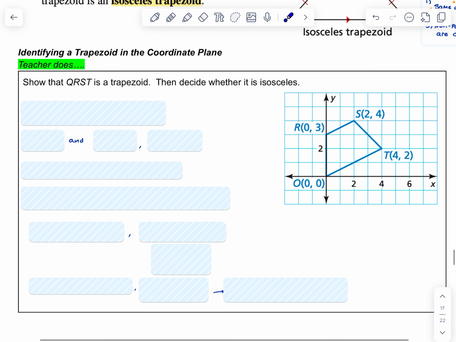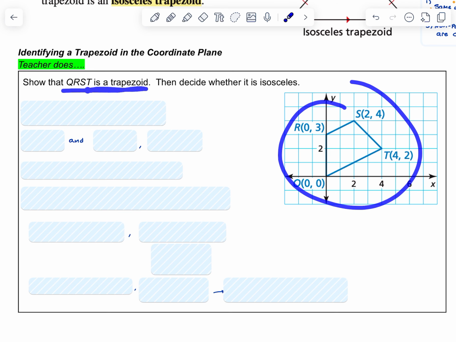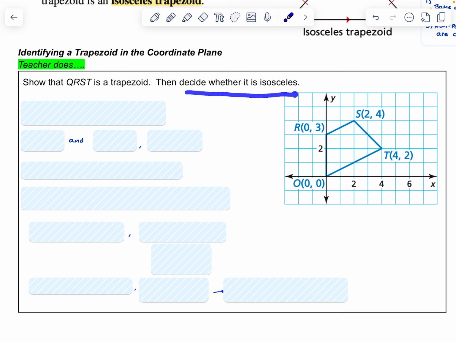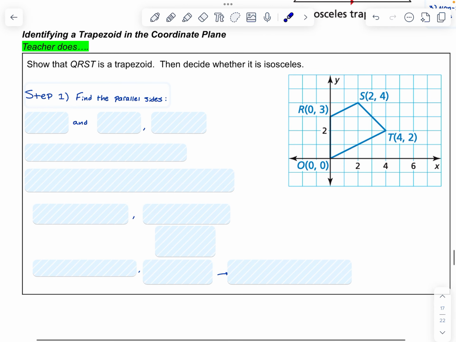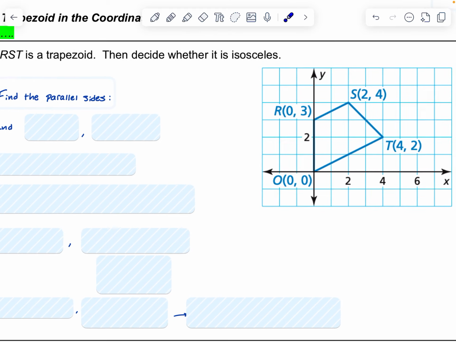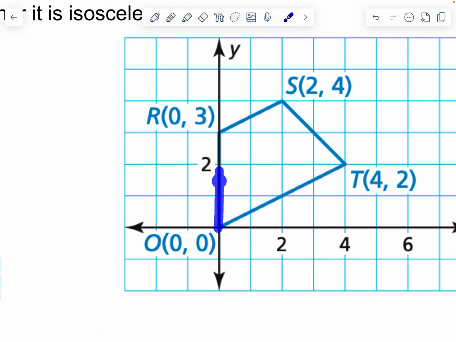Right now we're going to look at the coordinate plane. We are going to show that this figure right here is in fact a trapezoid and then determine whether it is an isosceles trapezoid or not. In order to determine if this is a trapezoid, we need to see if it has 1 pair of opposite parallel sides. Just 1 pair, not 2. Step 1, find the parallel sides. I can clearly see that RO and ST are not going to be parallel. Those are opposite sides, but if I continue them, they are going to intersect. So I'm not looking at those.